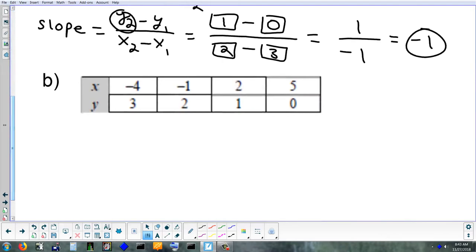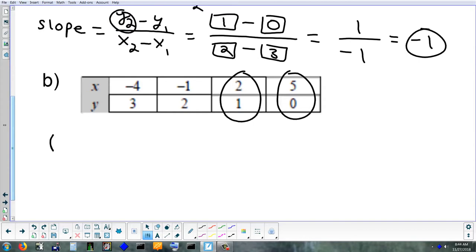All right, let's look at B. All right, so same deal. We got to pick 2 coordinates. We got to pick ones that are easy to work with. Any of them will work. You'll all get the same answer if you do it correctly. Brady? The fourth column. Yeah, I like that because it's a 5, 0. Whenever you subtract 0, that's an easy one to do. Yep, Nicole? Third column. Yeah, the 2 and the 1. I like that one because you're dealing with positives. We can kind of avoid the negatives. You might not always be able to do that. There might be a problem you have where there's a negative in each number. So you're going to have to deal with that.